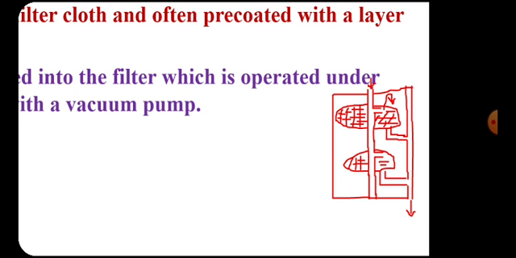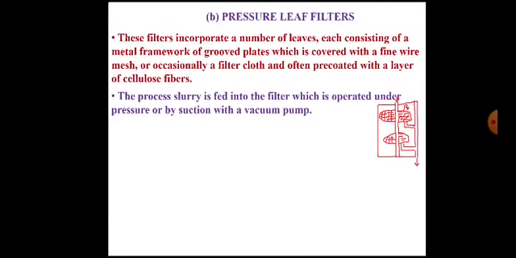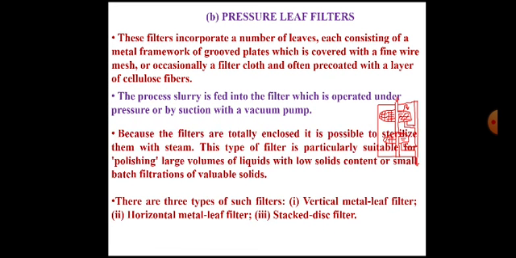So this first arrow downwards shows the flow of feed in of slurry, and then it is allowed to pass through a pipe into this leaf, and at the side there is an outlet. Likewise, all these outlets of all these leaves are combined together to get a filtrate at the bottom. These filters are totally enclosed, so it is possible to sterilize them with steam.